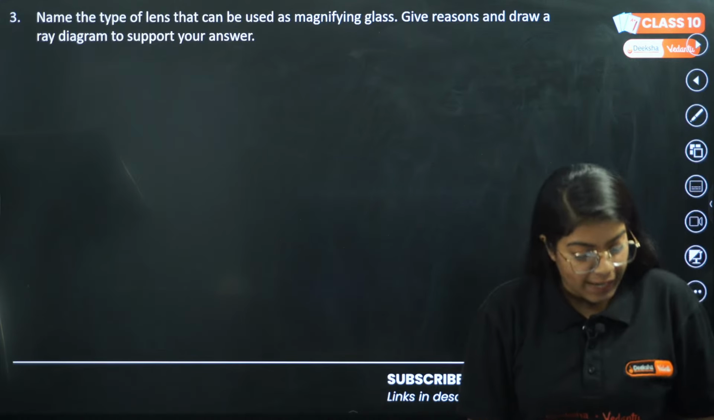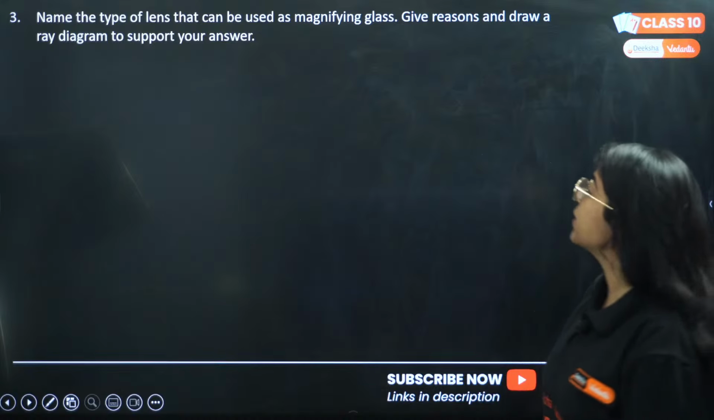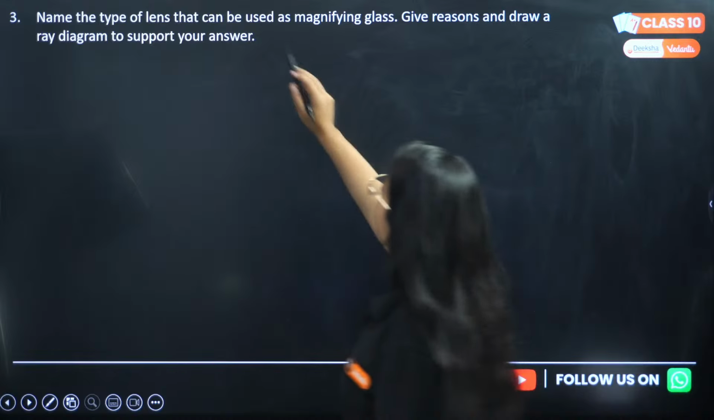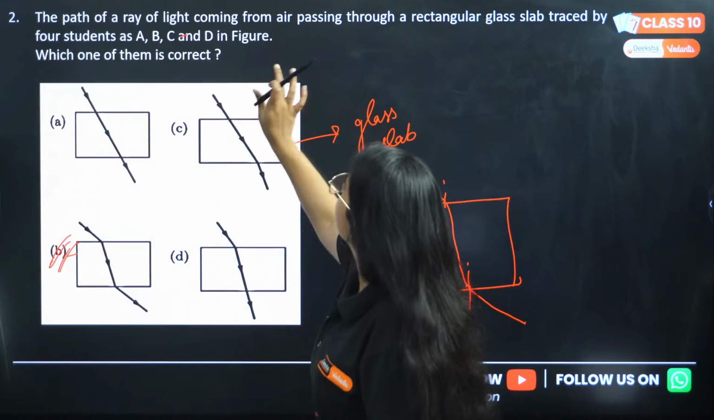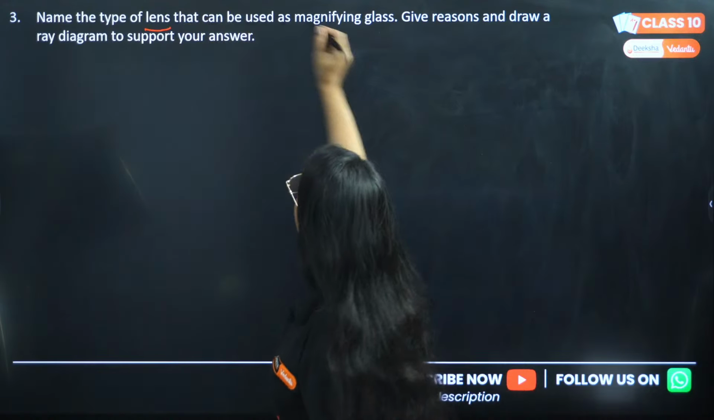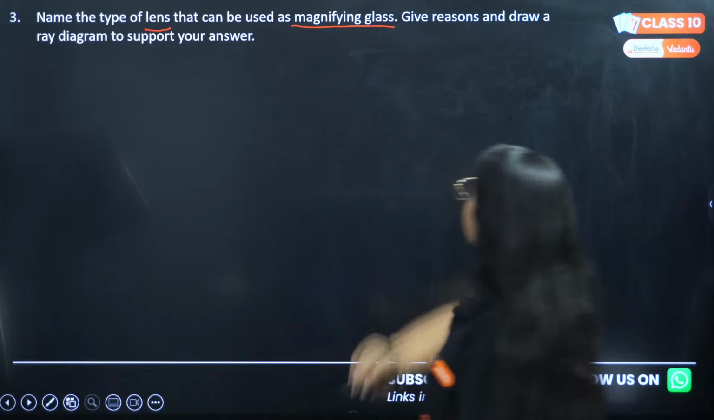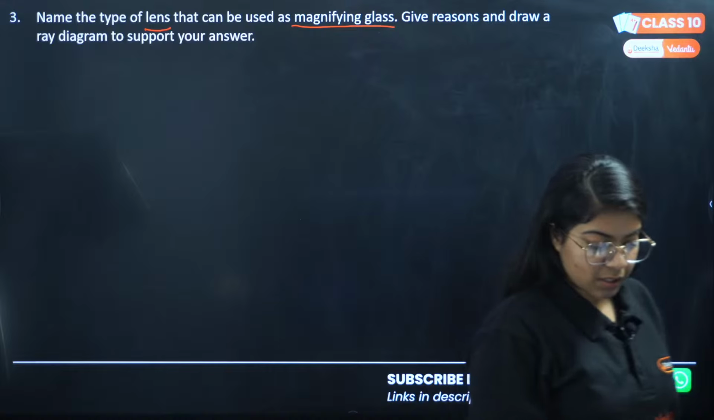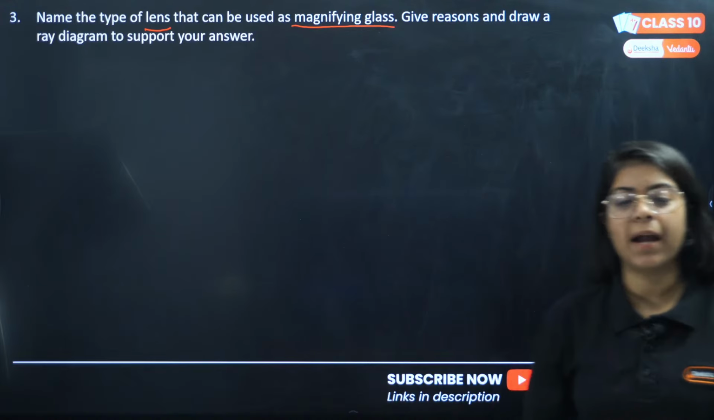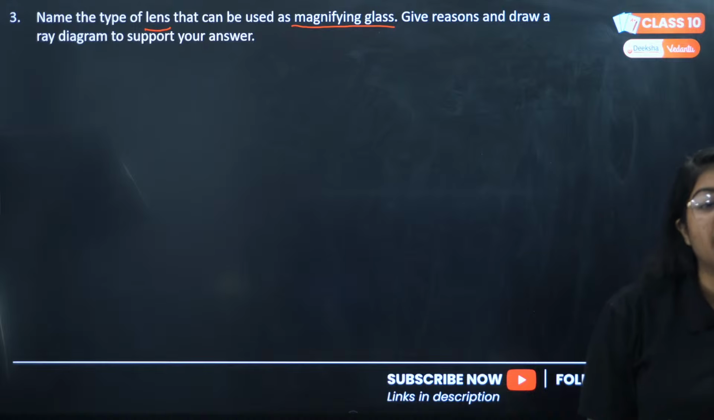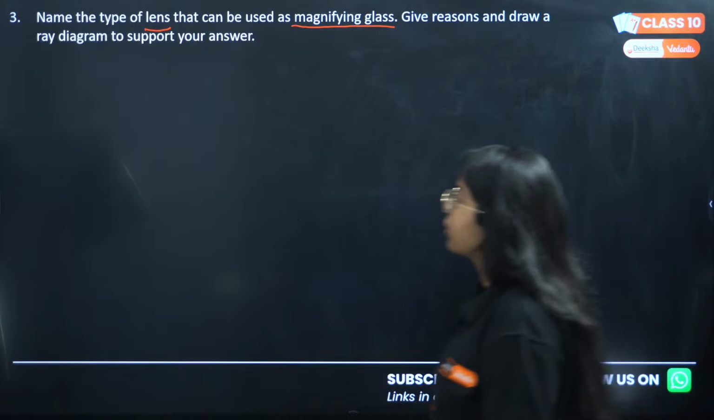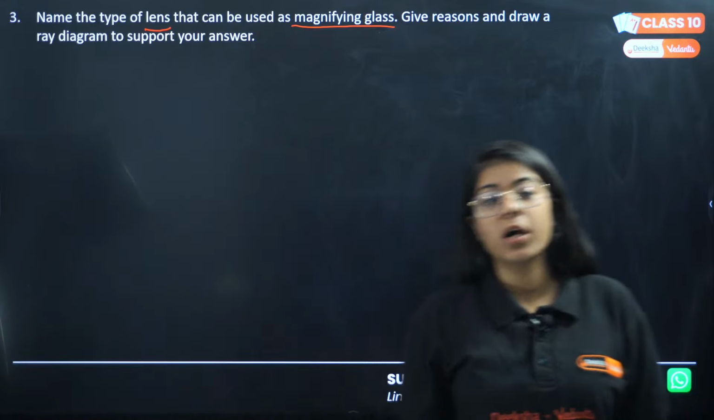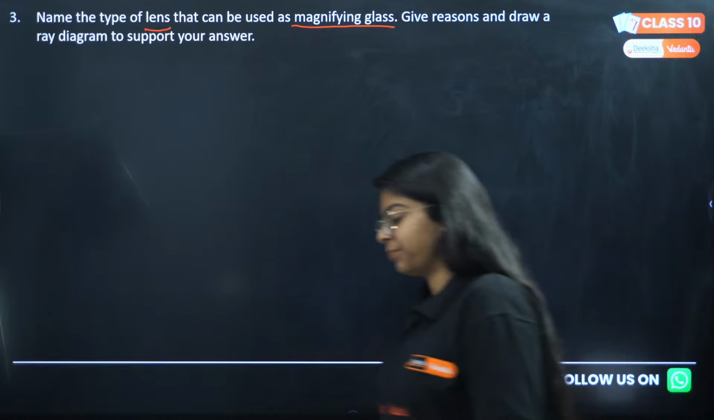Name the type of lens that can be used as a magnifying glass. Read it carefully. Give reason and draw a ray diagram to support your answer. We'll draw the ray diagram first. Just tell me which kind of lens is used as a magnifying glass.